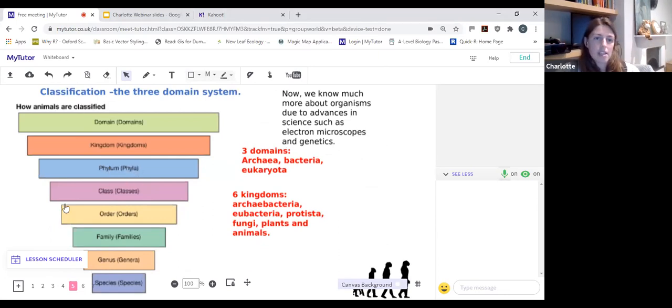So let's make up a silly rhyme for that. Kings pick cats or ferrets, generally, sometimes. That wasn't very good. Make up a better one, but that's the best way to remember it. Okay. King Philip came over for green spaghetti. That's a lot better. Basil made that one up. King Philip came over for green spaghetti. Kingdom, phylum, class, order, family, genus, species.